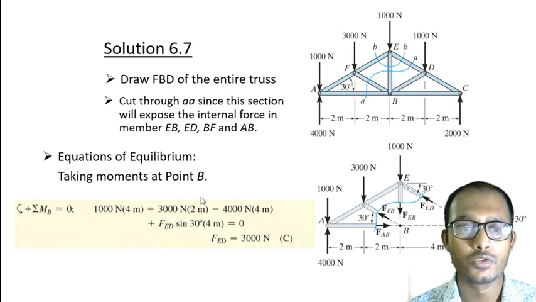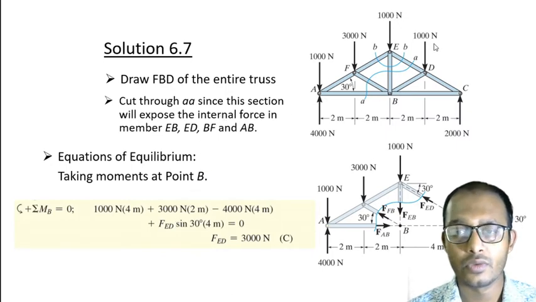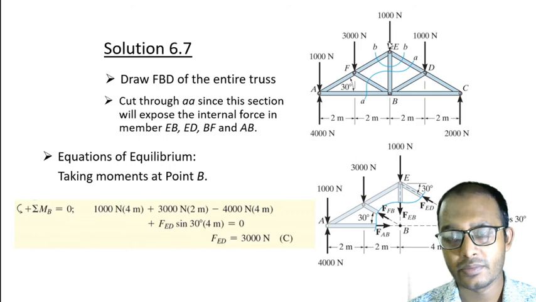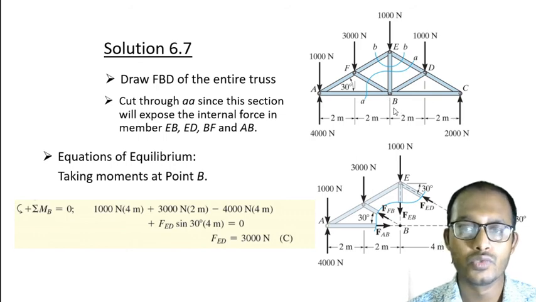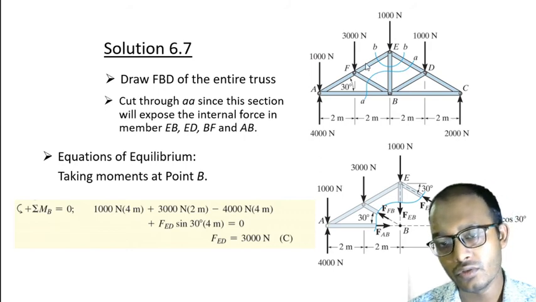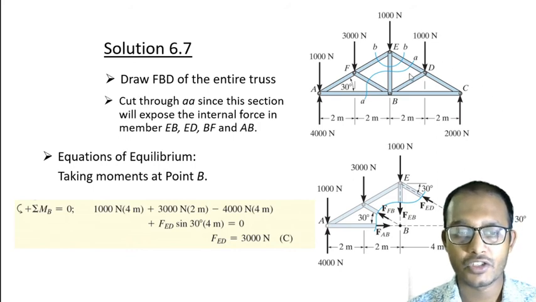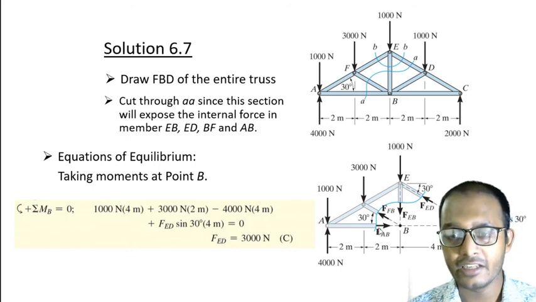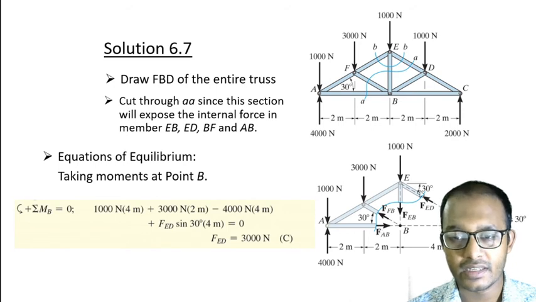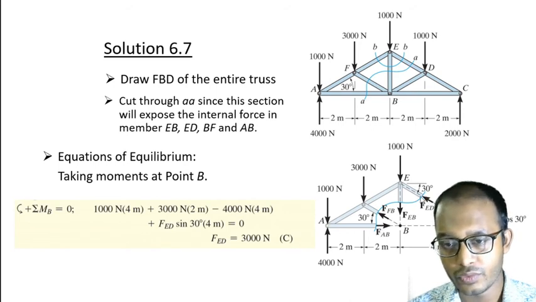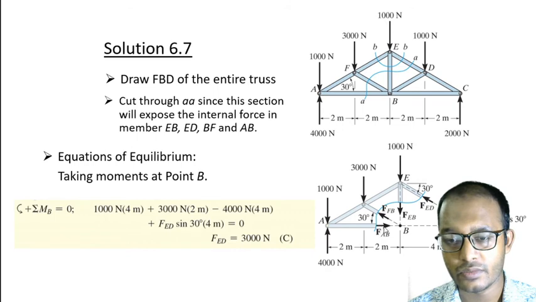To do this, we need to find the force in member EB. So we'll take a cross section in this way. You can also take it in this way as well, but it's the same, it's symmetric. Let's take a cross section in this way and identify all the forces shown here. So one force will be here, one force here, one force here, and one force here.